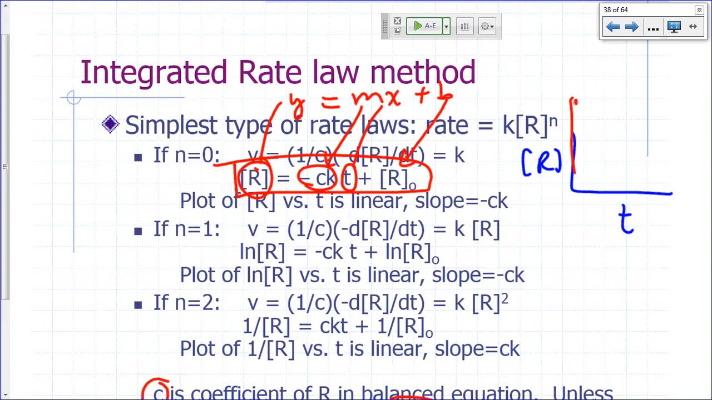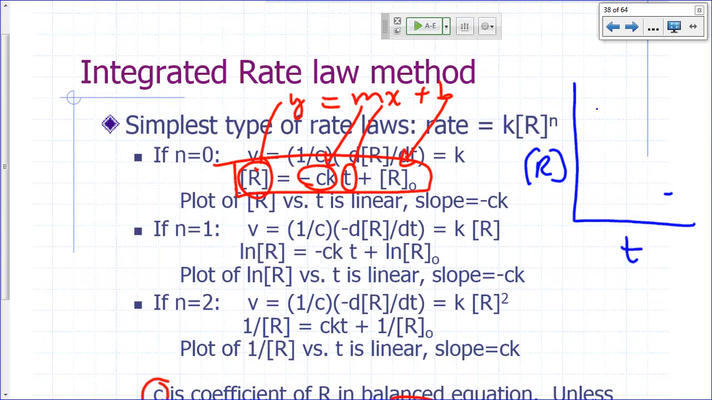So if you make this graph, if you plot R versus time, and it's zero order, you're going to get a straight line. The intercept, when time equals 0, is R naught. If you measure the slope of this line, you'll find that the slope is equal to negative k. You'll get a negative slope, and k is your rate constant.